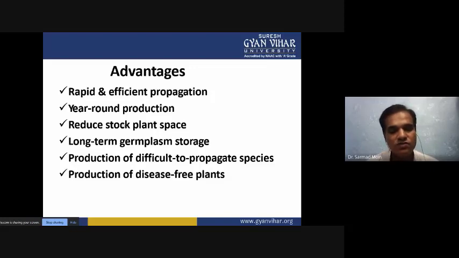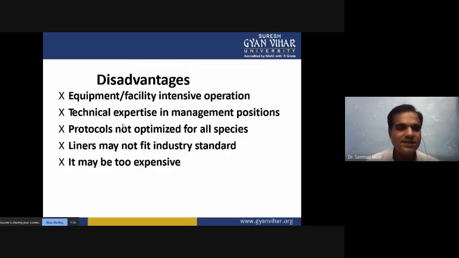Next are the disadvantages. Along with the many advantages here, there are some disadvantages of micropropagation too. Since we require a very good, high-end laboratory facility, the operation of the laboratory facility is a little bit costly, technical expertise is also required, and management of the in vitro and laboratory conditions is a little bit tough.